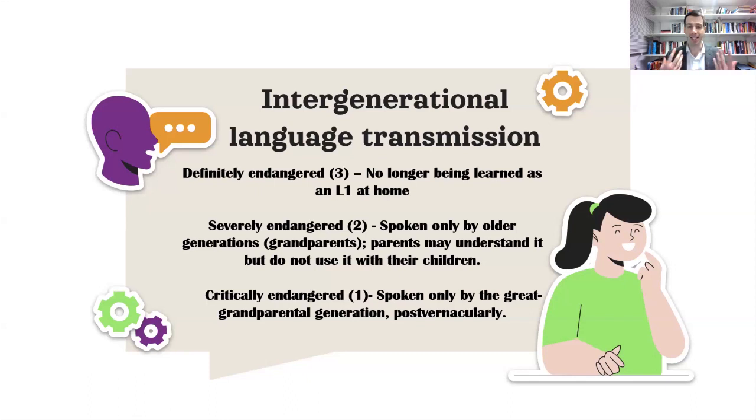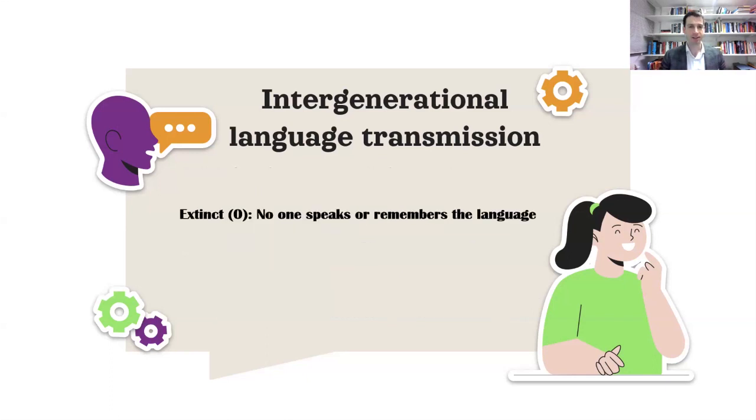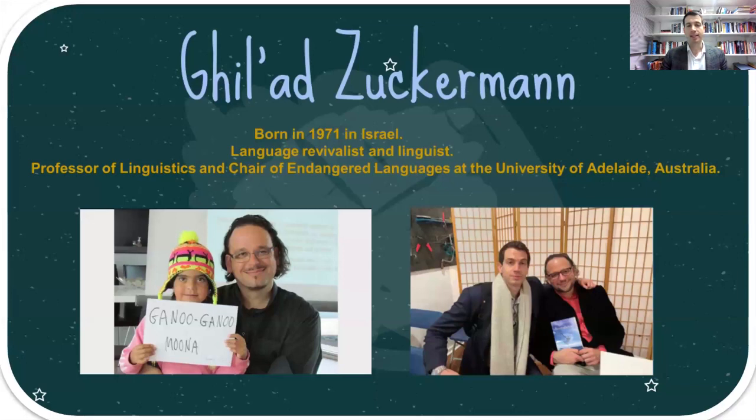And then critically endangered is level 1, which means that it's only spoken by the great-grandparents post-vernacularly, meaning they might remember a word or a proverb, perhaps a song, but they do not speak the language fluently. And finally, extinct, right? Nobody either speaks the language or even remembers some of the words, expressions, etc. in that language. Now, the category extinct, as I said before, is problematic. Why? Now we get to understand why.